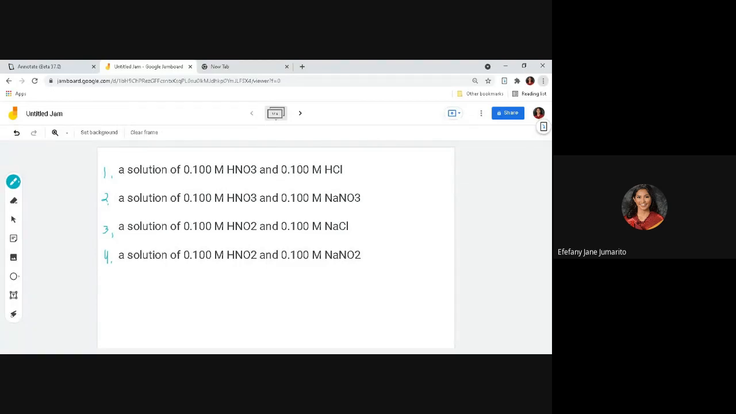Is it a strong acid? What's the difference? We have three oxygen and one hydrogen, so the difference is two. If you have a difference of two or more, then that's a strong acid. What about HCl? Strong acid. Is it a buffer solution or not? Not a buffer. All right, number two.